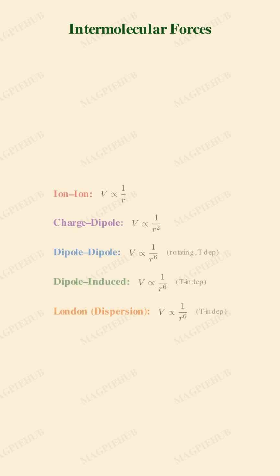Ion-ion interaction goes as 1 over r, charge-dipole interaction goes as 1 over r squared. Dipole-dipole interaction between rotating polar molecules goes as 1 over r6. Dipole-induced dipole interaction also goes as 1 over r6. And London dispersion forces between nonpolar molecules also go as 1 over r6.